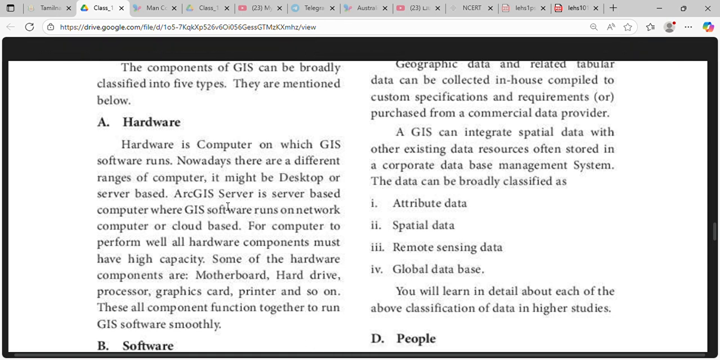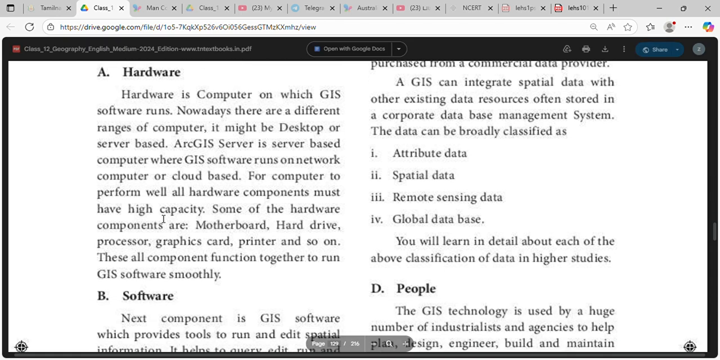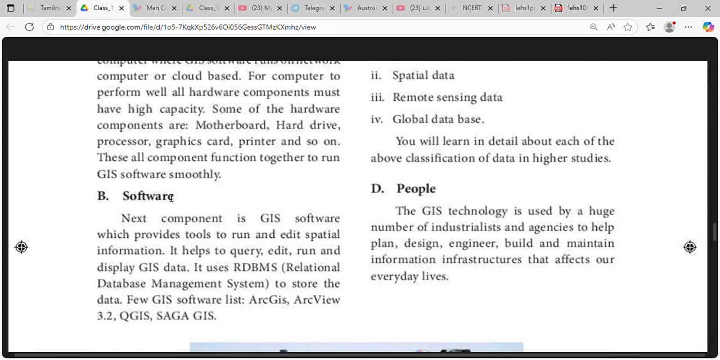It may be desktop or server-based, or GIS server-based computer where GIS software runs on a network computer or cloud-based. For a computer to perform well, all hardware components must have high capacity. Some of the hardware components are motherboard, hard drive, processor, graphics card, printer, and so on. These components function together to run GIS software smoothly.